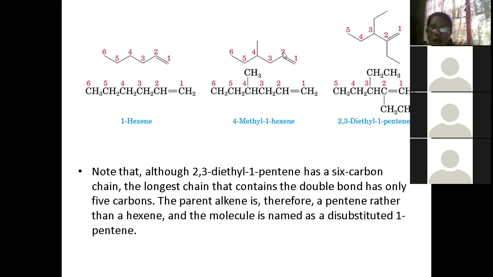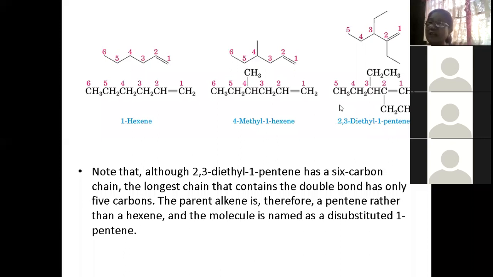That is 1, 2, 3, 4, 5, 6. Okay, at 4 there is a methyl. You place one of those as methyl. If you have two of those, that is already ethyl. Okay? So that is it. Therefore, the name of this is 4-methyl-1-hexene.